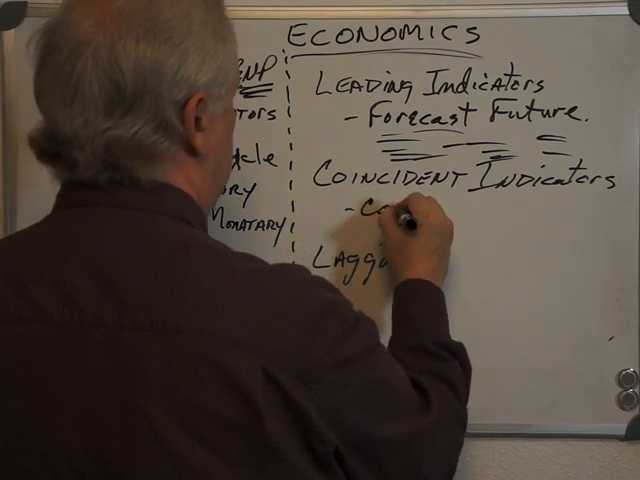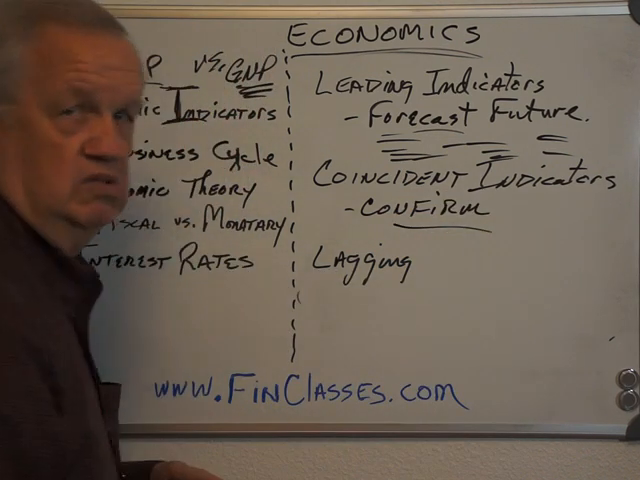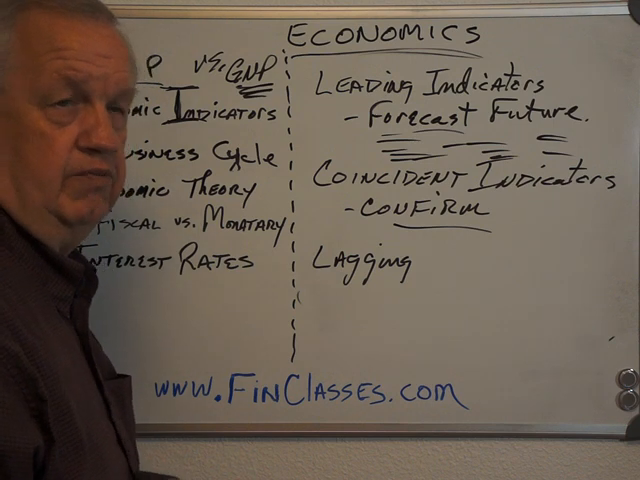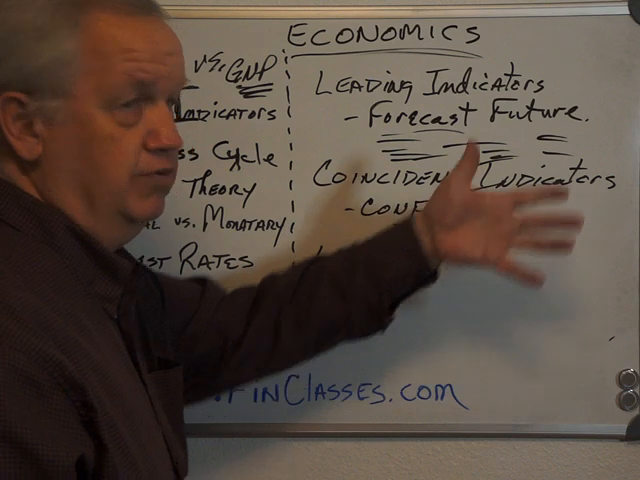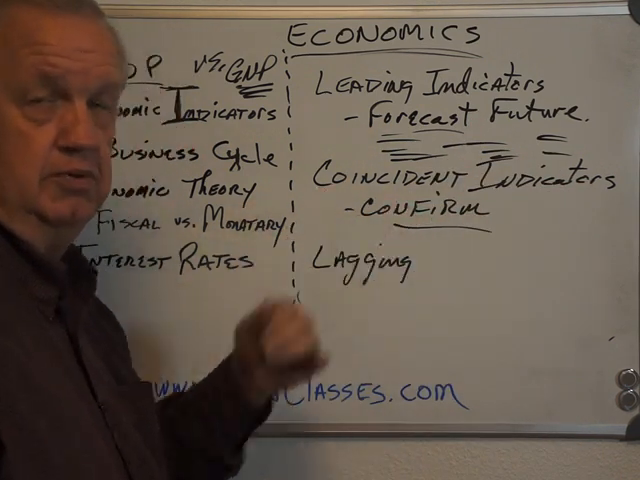Coincident indicators, once again, a majority of the various indicators that are called coincident, basically is going to confirm the situation that we're in. If everything's positive, if a majority of them are positive, moving upwards in a good manner, then it's going to confirm a positive situation.